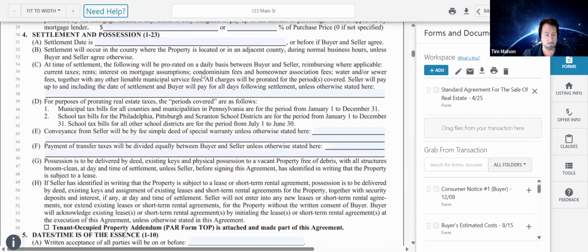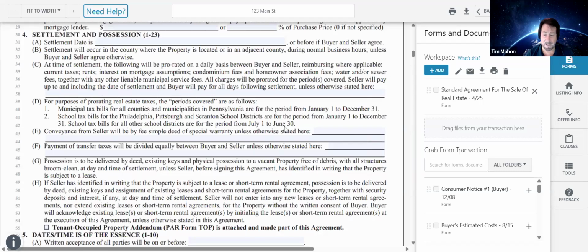At time of settlement, they will prorate taxes and any other municipal fees, condo fees, any rents if it's a rental property, association fees if it's an HOA. Water and sewer will be prorated as well, usually sending a final bill to the seller. Any other lienable municipal services such as trash, taxes, anything, they're all prorated. Seller pays up to and including the date of settlement, buyer pays after that.